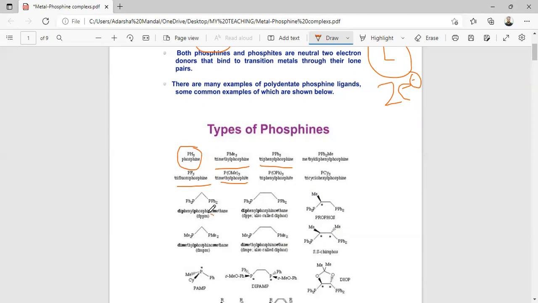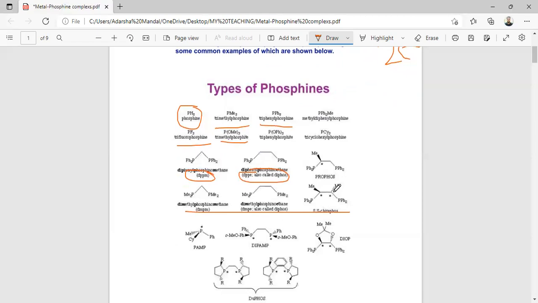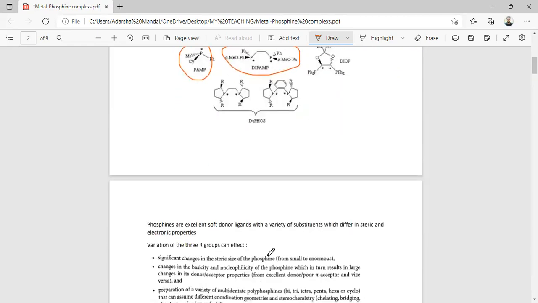P(OMe)3. These are all monodentate phosphine ligands. And this diphenylphosphinomethane, DPPM, is a bidentate, and this DPPE, diphenylphosphinoethane, these are all bidentate phosphine ligands, and this is a chiral type phosphine ligand. So these are examples of monodentate and bidentate phosphine ligands.